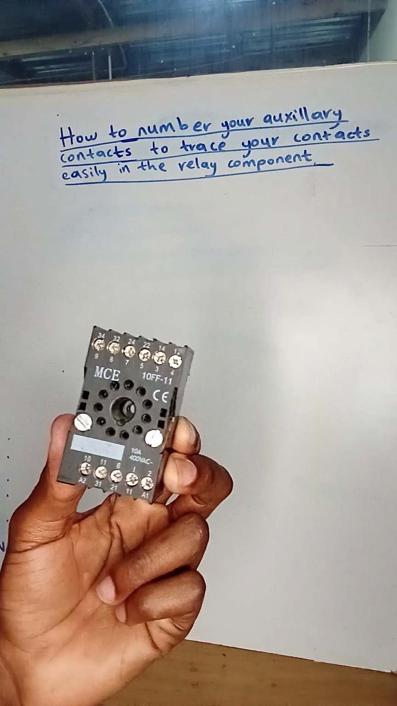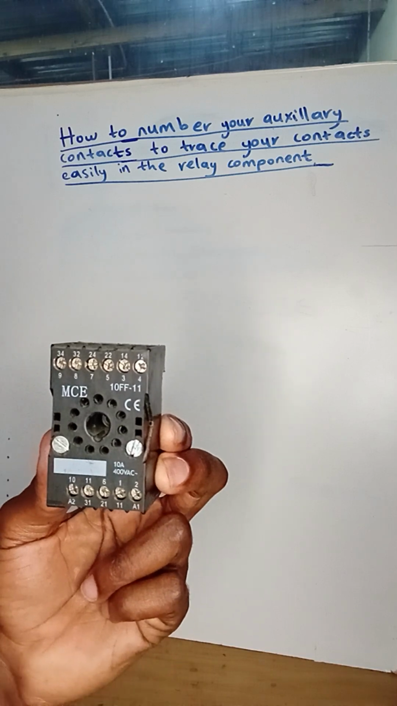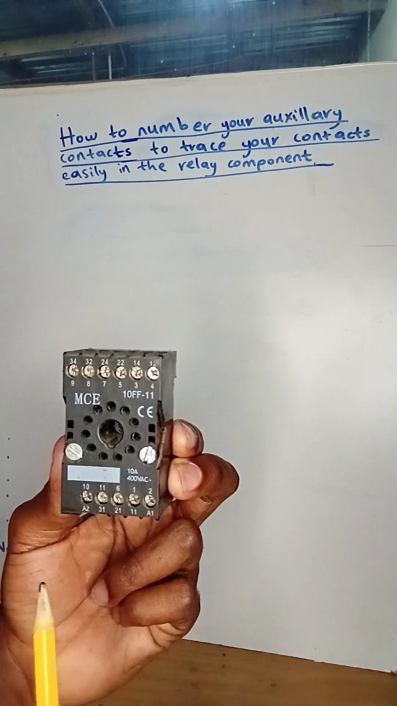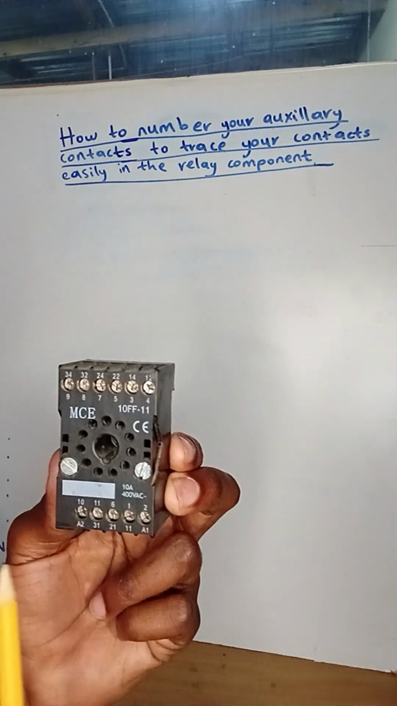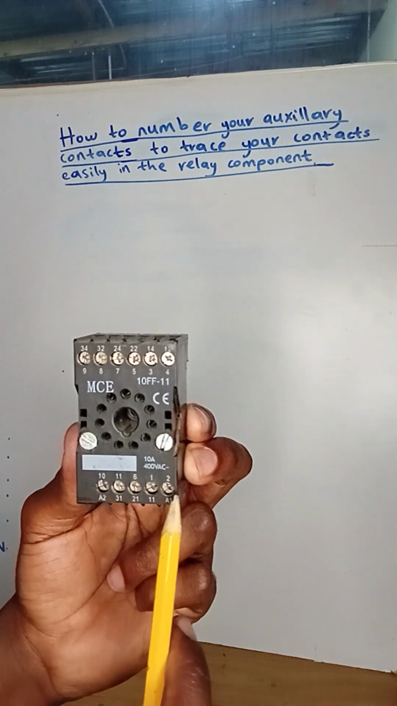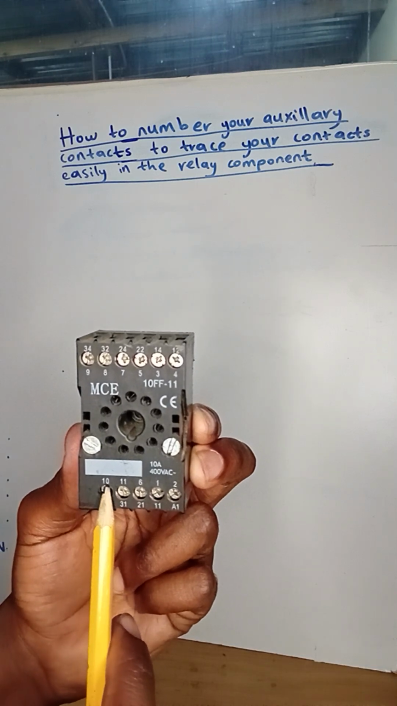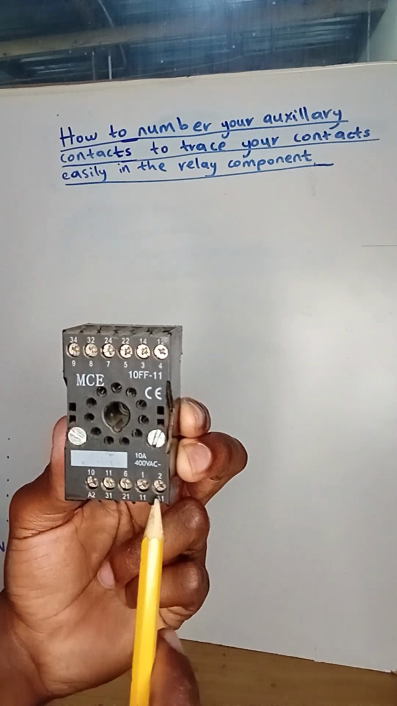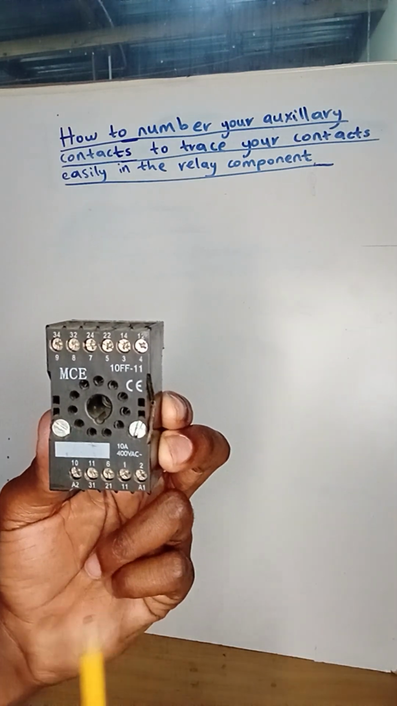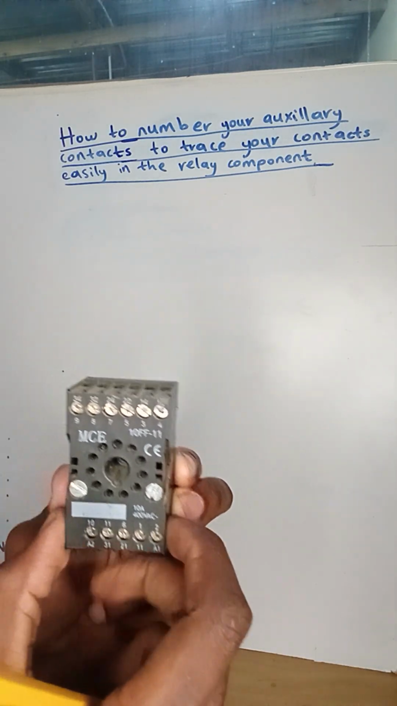So this is our relay component. From the relay component you can see the numbers. So we have A1, which is number 2, and we have A2, which is number 10, which means A1 and A2 are our coil. So which means in this component there is a coil inside of it.